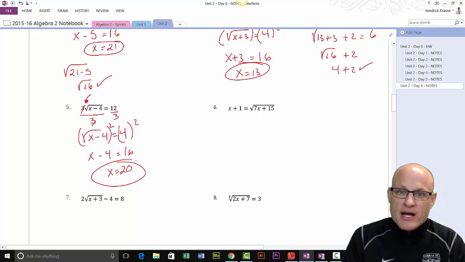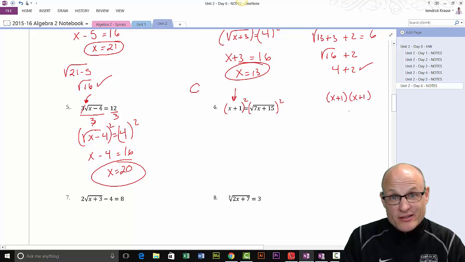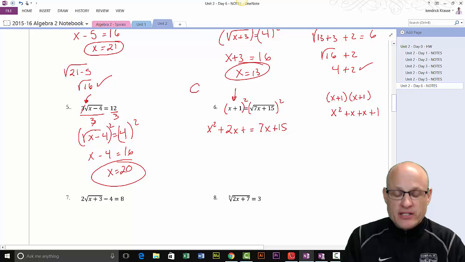Now they're getting harder. We have a binomial on the left side, so we've got to do some really crazy work. This is a binomial, it's got 2 terms. So what we need to do, because we're going to square it, is put it in parentheses. Well, x plus 1 squared is really x plus 1 times x plus 1, which is really x squared plus x plus x plus 1. Don't forget to double distribute. So this is really x squared plus 2x plus 1 equals 7x plus 15.